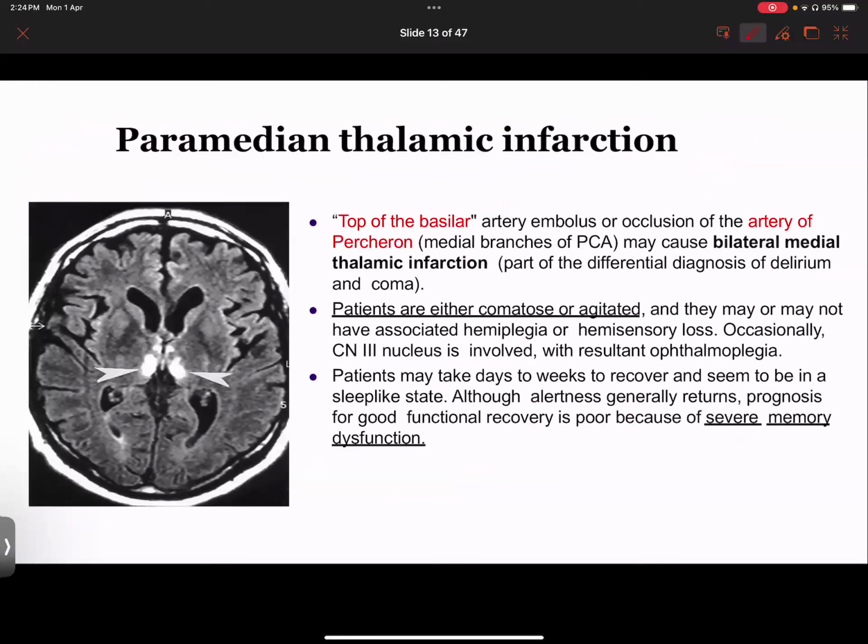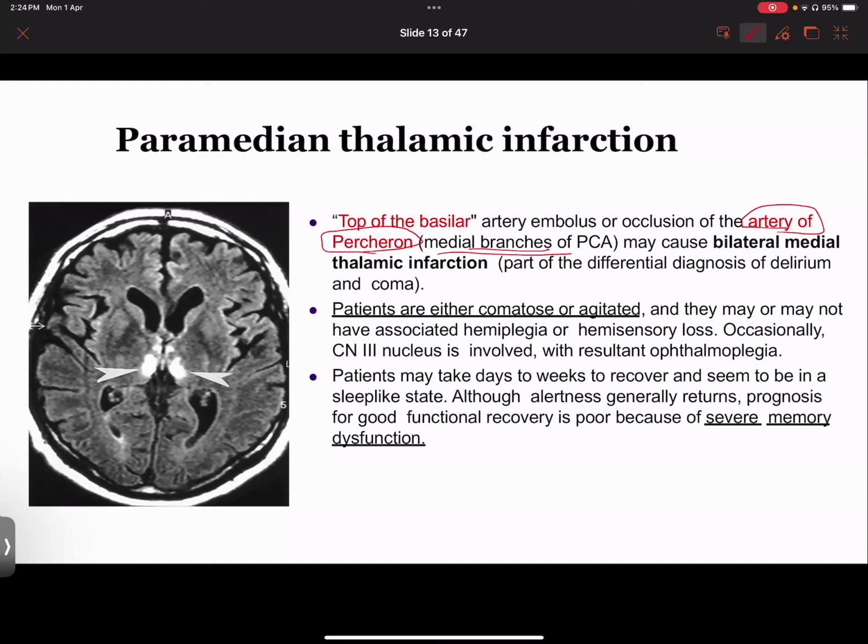Now we're going to talk about paramedian thalamic infarction. So what is a paramedian thalamic infarction? An infarct means we have an embolus, or an occlusion of the artery. The embolus in paramedian thalamic infarction is in the artery of Percheron or the medial branches of PCA. So the artery of Percheron is important. He put it in red, so it's important. Is that an occlusion, or do we have an embolus in this specific artery?